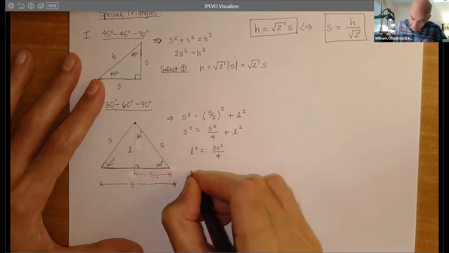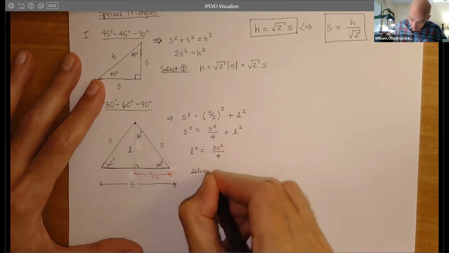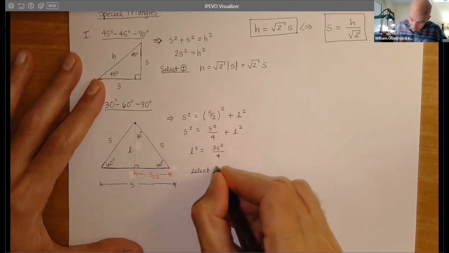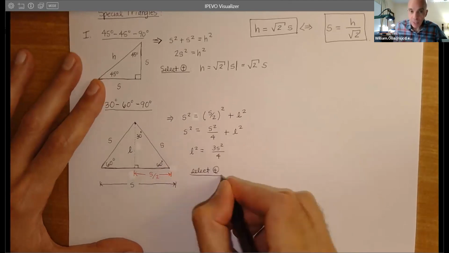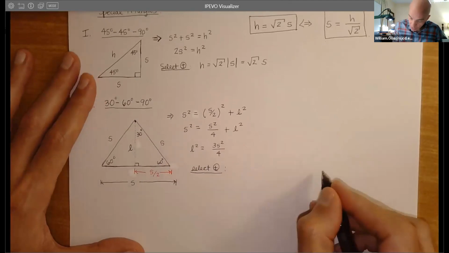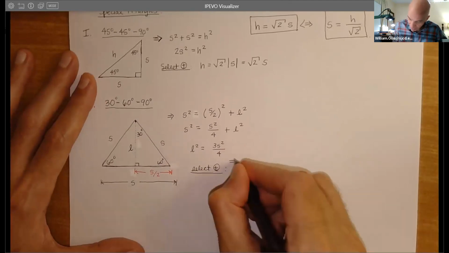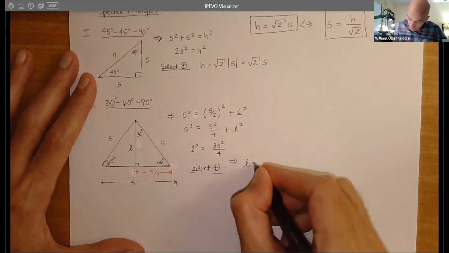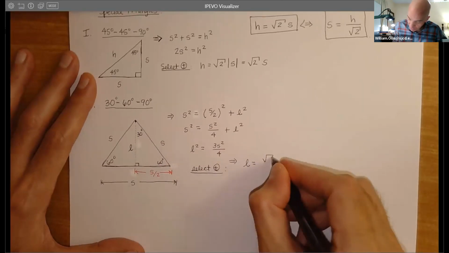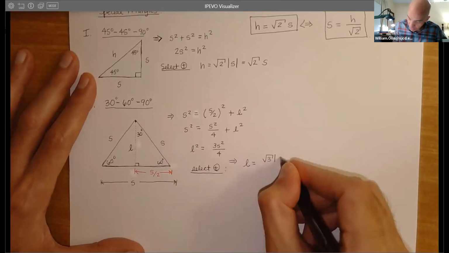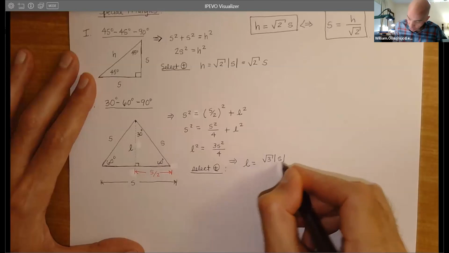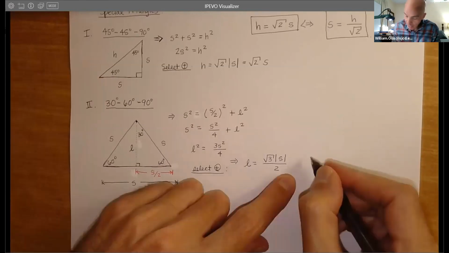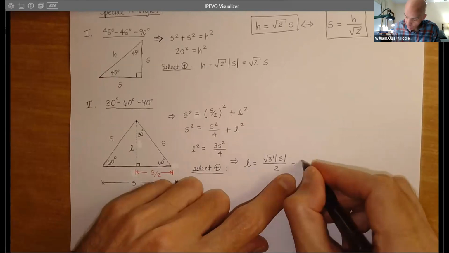And now again, select positive, again, because L is a non-negative quantity. So this implies that L equals the square root of 3 times the absolute value of S divided by 2. And of course, S being non-negative, its absolute value will just be S.